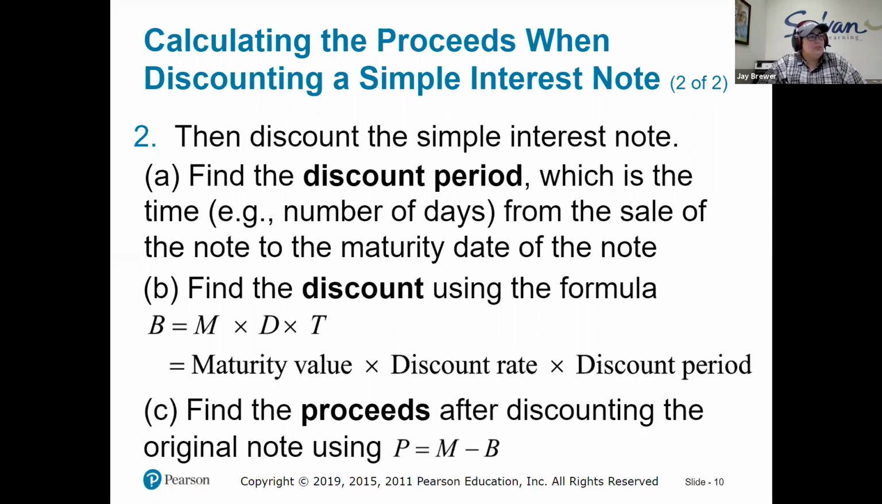Discount the simple interest note by finding the discount period, which is the time, for example, number of days or months. Depending upon the type of loan, I guess it could be years, from the sale of the note to the maturity date of the note. Find the discount using the formula maturity times discount rate times period, and then find the proceeds after discounting the original note by subtracting. Questions on this kind of stuff?